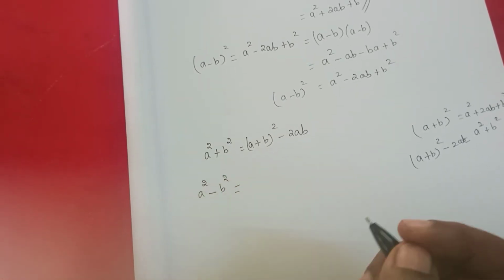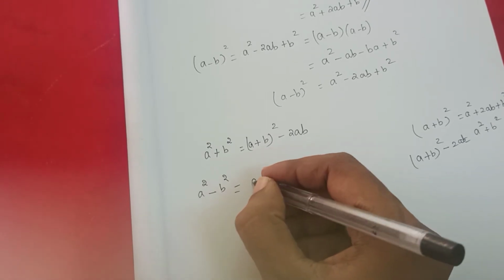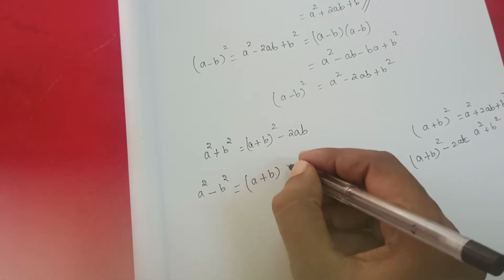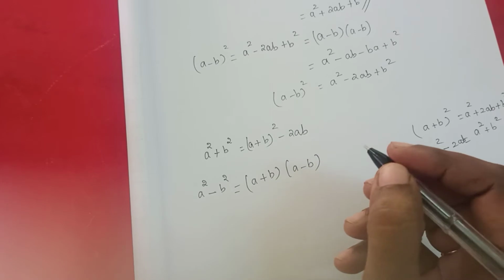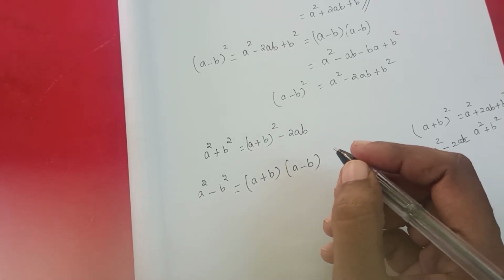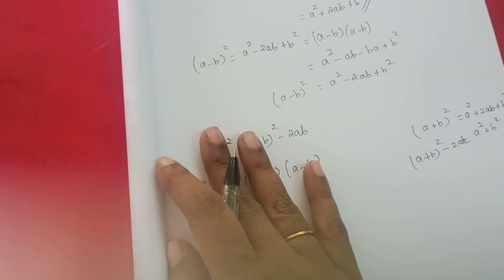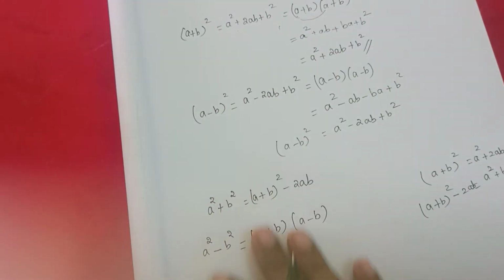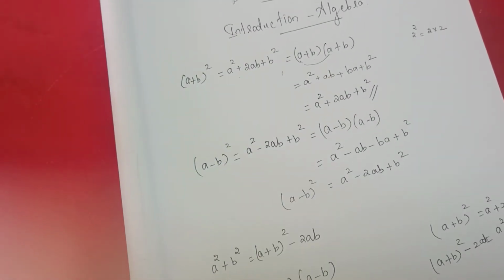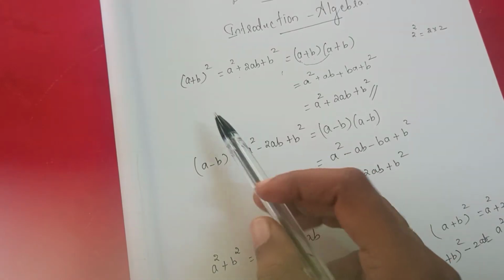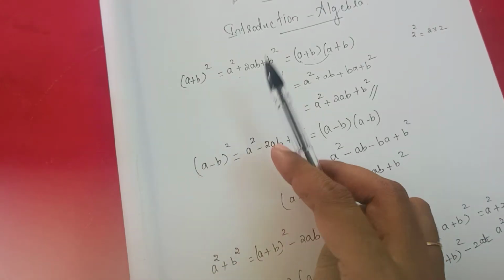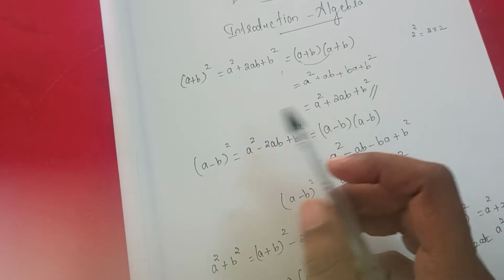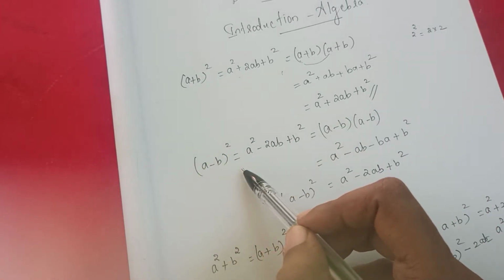Then next one, a square minus b square. What's the formula for a square minus b square? That is a plus b into a minus b. These are the four major identities we have learned in lower classes, and we will use them in 11th grade also. What's the formula for a plus b the whole square? A square plus 2ab plus b square. Then a minus b the whole square, what's the formula?